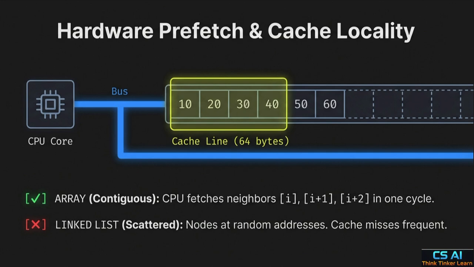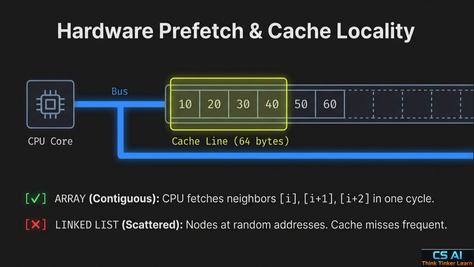This means that when you access index i, the CPU has likely already prefetched neighbors i plus 1 and i plus 2 into the high-speed cache. We call this spatial locality. In the diagram, you'll see how the CPU can fetch a block of 4 integers in a single cycle because they sit side by side.